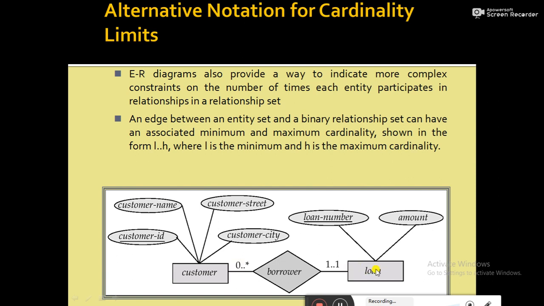Similarly, if you look at it from that side, if there is a loan, then that loan should be associated with at least one customer. If there is a loan, that means the loan should be borrowed by some customer, so the loan should be associated with at least one customer. This is the significance of this one. And what about the last one, this H, 1? This is the H part. That means a particular or specific loan record is at most associated with only one customer. That means a loan can be borrowed by a single customer.